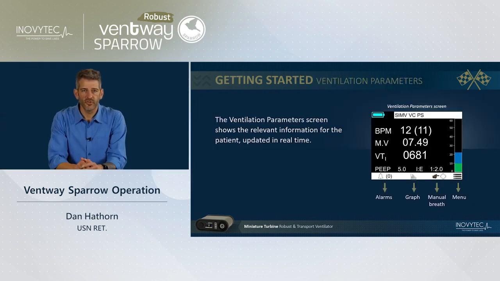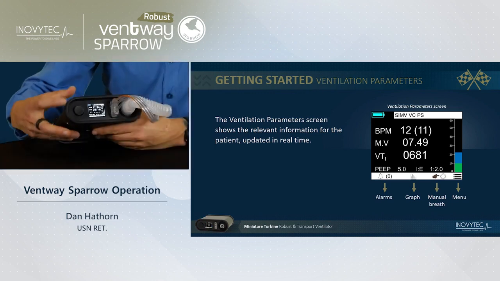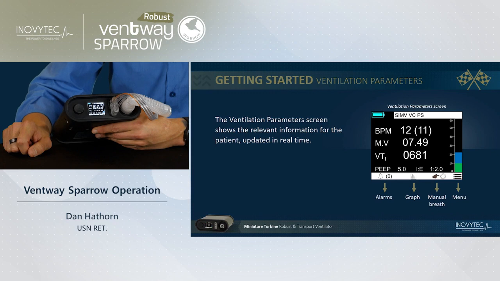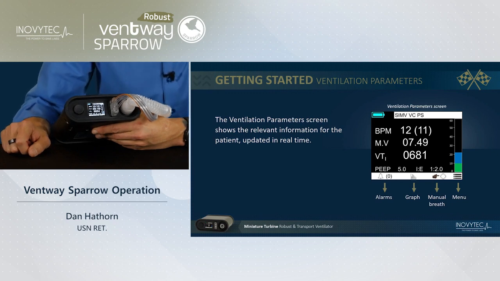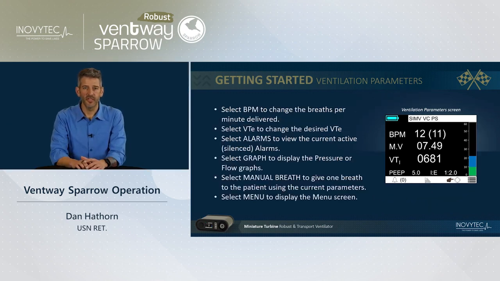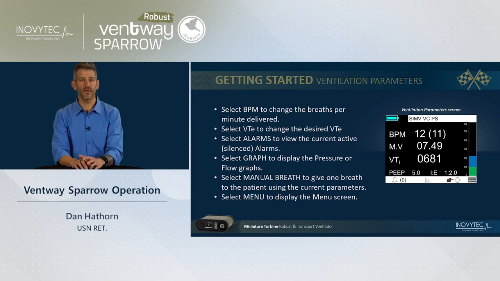The ventilation parameters screen shows the relevant information for the patient updated in real time. Here you'll see the ventilation parameters screen in real time. Select BPM to change the breaths per minute delivered. Select VTE to change the desired VTE. Select alarms to view the current active or silenced alarms. Select graph to display the pressure or flow graphs. Select manual breath to give one breath to the patient using the current parameters. Select menu to display the menu screen.